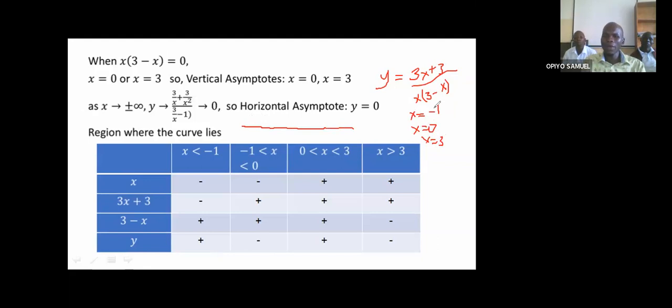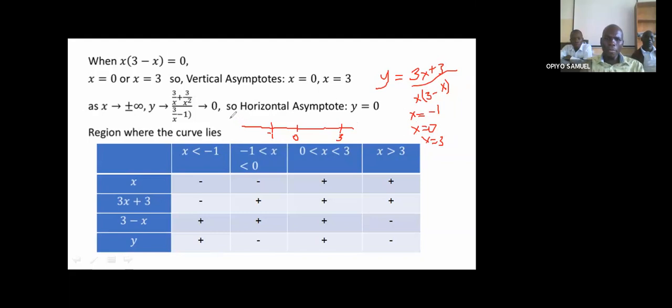The first one we have is negative 1, so negative 1 is here. Then we have 0, and then we have 3. So the range of these intervals is obtained in this way. Equate the numerator to 0, you get the values of x, and equate the denominator to 0, you also get values of x. Then you divide the line according to these numbers you have obtained.